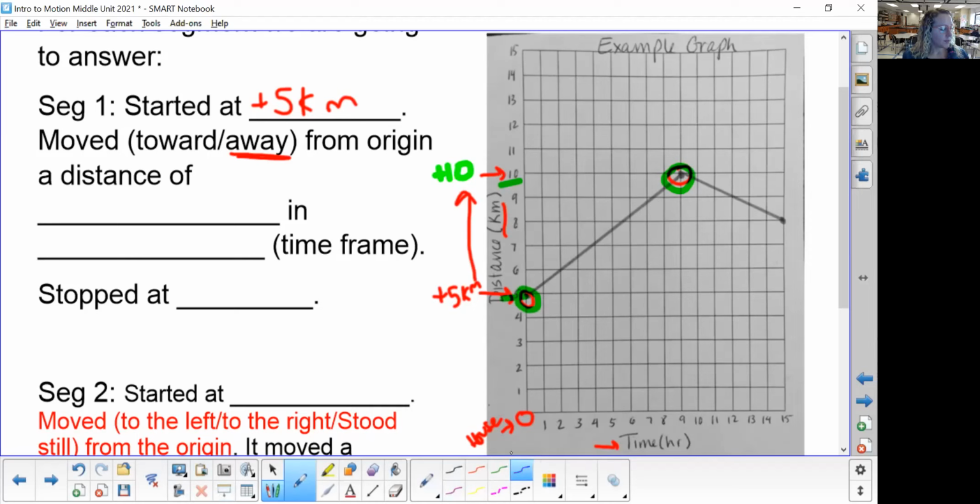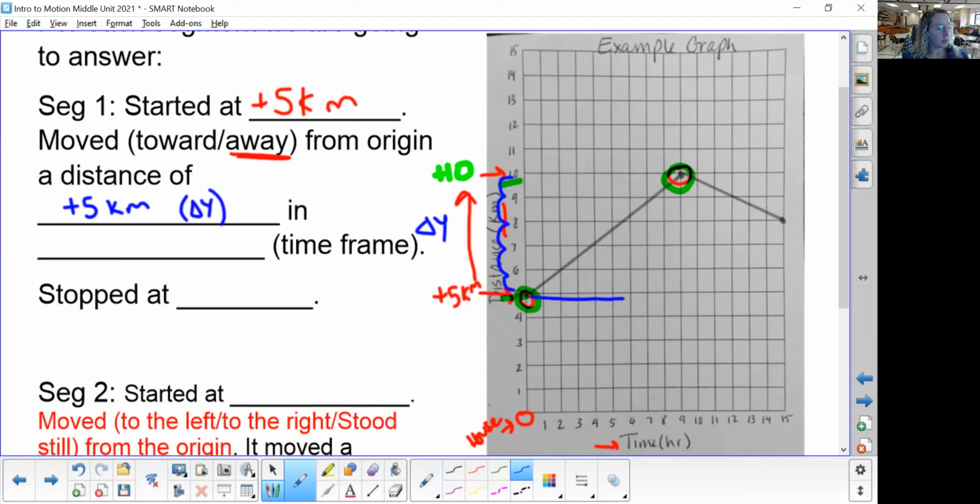Let me change colors here. It moved, you can just count, 1, 2, 3, 4, 5. It's the change in y. So it moved positive 5 kilometers. This is your change in y.